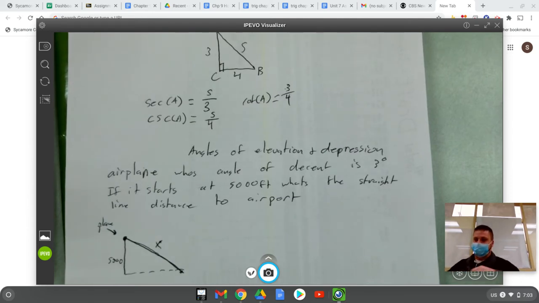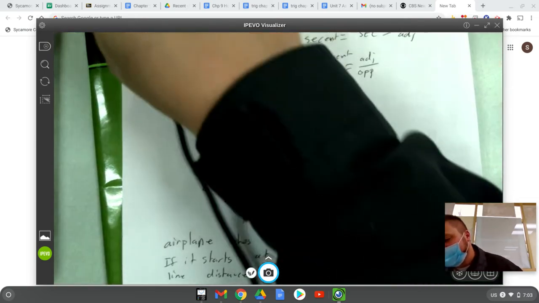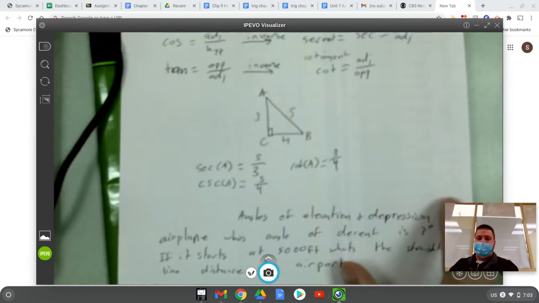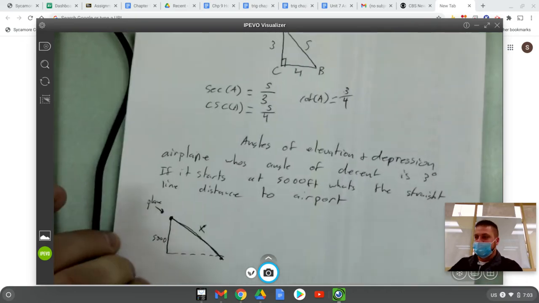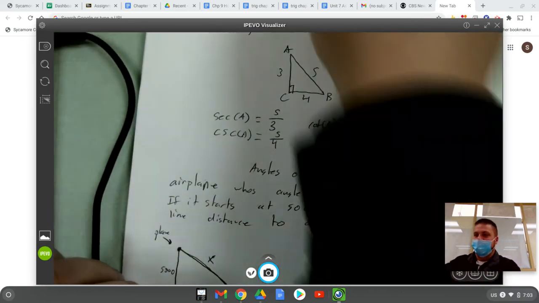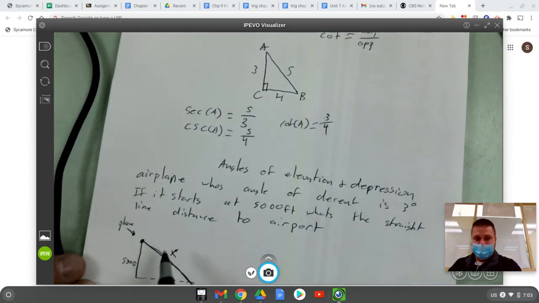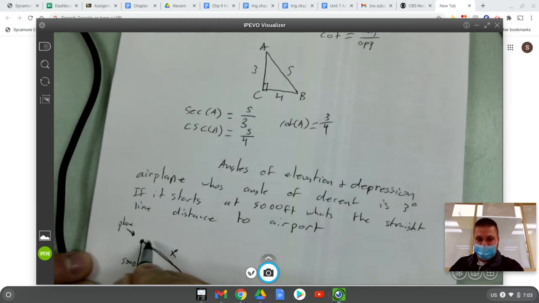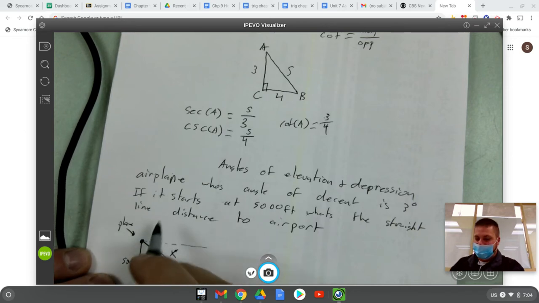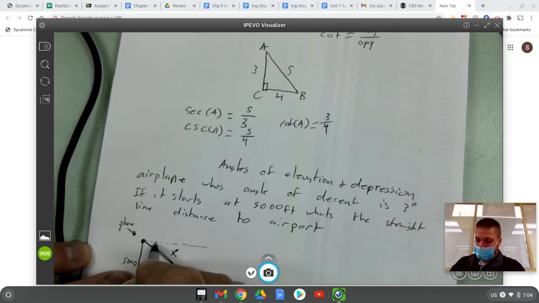Okay, so you've got to think about where the person or the object is, and you're going to make an angle with that horizontal line of sight. So the plane is up here. Draw its horizontal line of sight. The angle is formed with its horizontal line of sight, so the angle of depression is this angle.